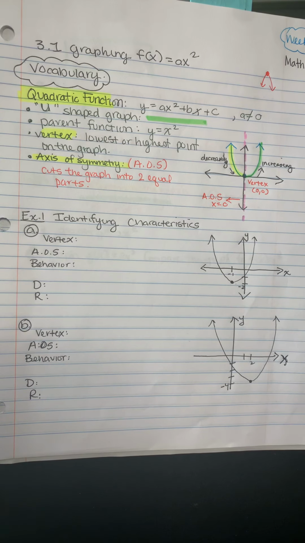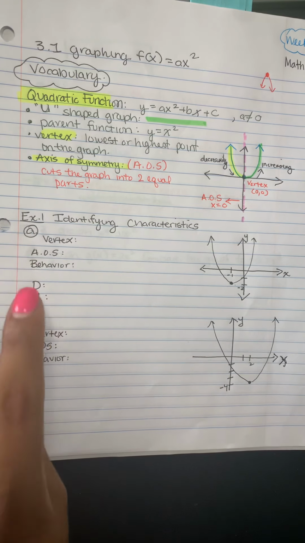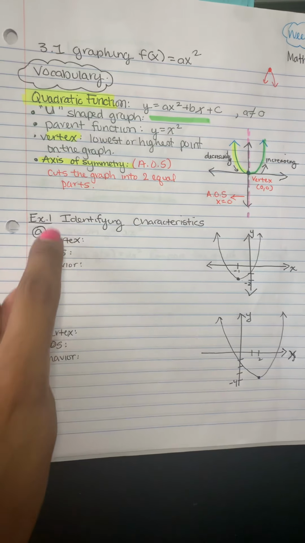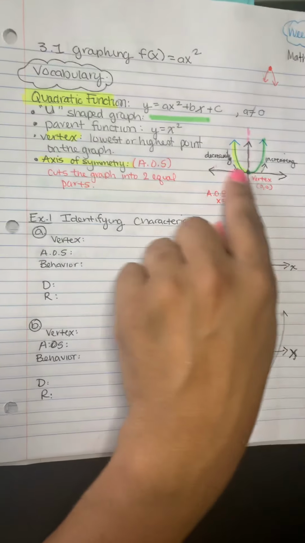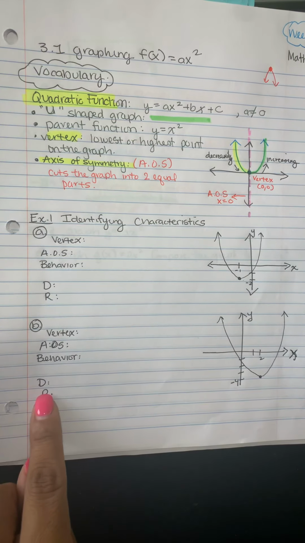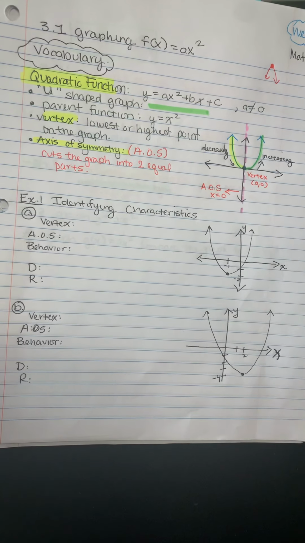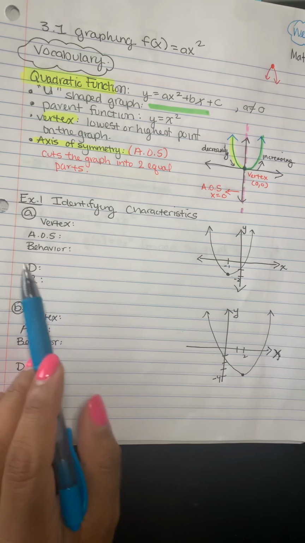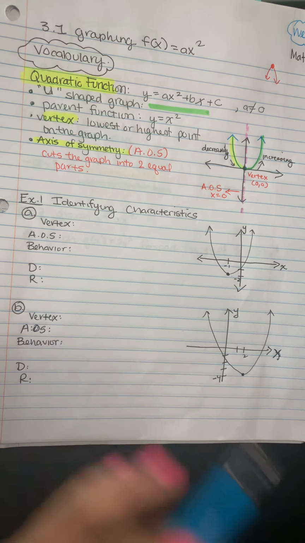In example 1, they're going to give you a graph and ask you to identify the characteristics. These are the things that you want to make sure you hit: the vertex, the AOS (axis of symmetry), the behavior, increasing and decreasing from left to right, and domain and range. You guys know how to identify domain and range, so I'm not going to talk too much about that. If you don't know how, you need to look that up yourself. Remember, domain is the x values, range are the y values. So we're looking at the graph again.